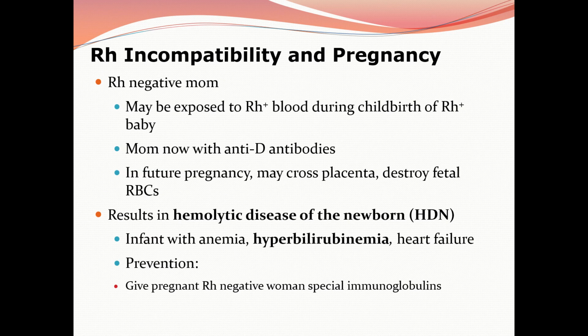Rh incompatibility and pregnancy is something to take seriously. An Rh negative mom may be exposed to the Rh positive blood during childbirth of an Rh positive baby. She now has anti-D antibodies, and in future pregnancy, they may cross the placenta and destroy fetal red blood cells. This can result in hemolytic disease of the newborn. The infant has anemia, hyperbilirubinemia, heart failure, and the prevention of this is to give the pregnant Rh negative woman a special immunoglobulin.